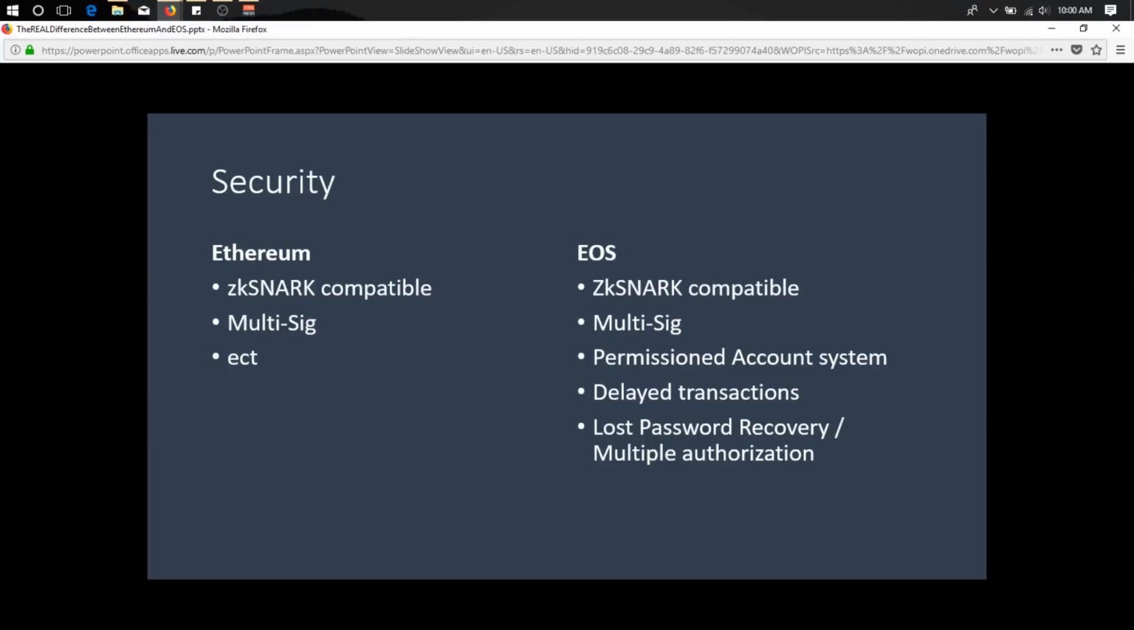The last thing I want to touch on is security. Both Ethereum and EOS are ZK Snark and multi-sig compatible. In EOS, accounts can be set up to use delayed transactions and permission schemes, which means if you get hacked, you can set a time delay before the money can be fully sent. And you will get notified immediately, allowing you to freeze the account and stop the hacker. There is also password recovery and the ability to have multiple authorization, like two-factor, when moving funds.